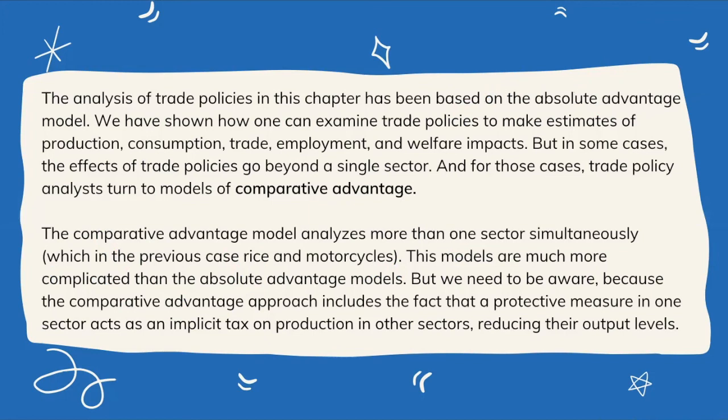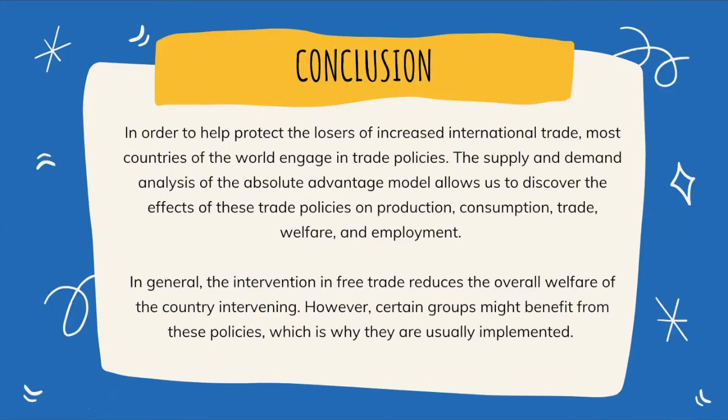But we need to be careful because the comparative advantage approach includes the fact that a protective measure in one sector acts as an implicit tax on production in other sectors. So it can result in reducing their output levels. So from this chapter, we can conclude that in order to help protect the losers of increased international trade, most of the countries in the world engage in trade policies. The supply and demand analysis of the absolute advantage model allows us to discover the effects of trade policies on production, consumption, trade, welfare, and employment. In general, intervention in free trade reduces the overall welfare of the country intervening. However, certain groups might benefit from these policies, which is why they are actually implemented.